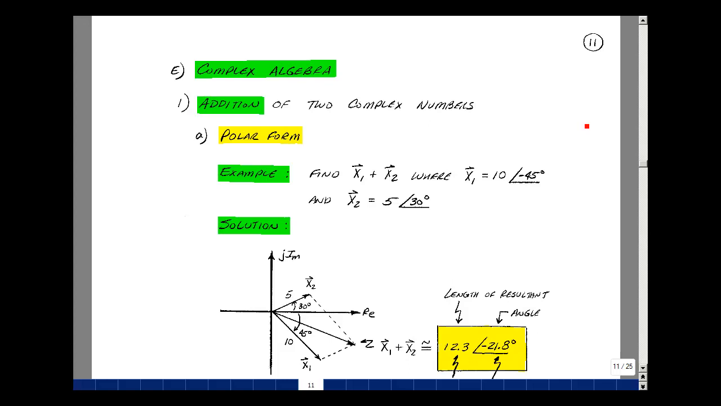This lesson deals with complex algebra. You can find these notes in the course ebook in Chapter 4 starting on page 11. Let's take a look at first using addition with complex numbers. And let's look at polar form first.